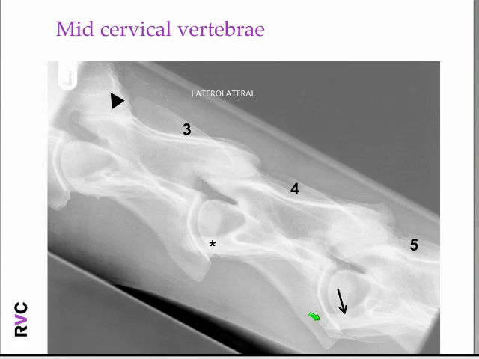The other thing that you can do is you should, on a good quality radiograph, be able to see clearly the floor and the roof of the spinal canal. And both of those things are important when we come on to talking about measurements shortly.